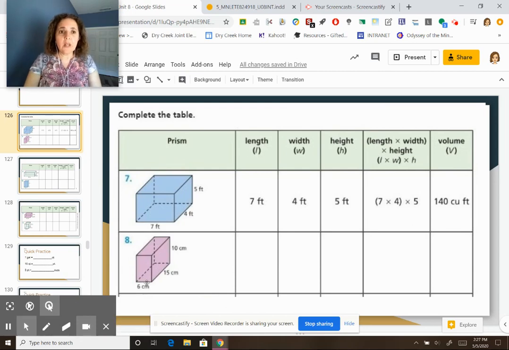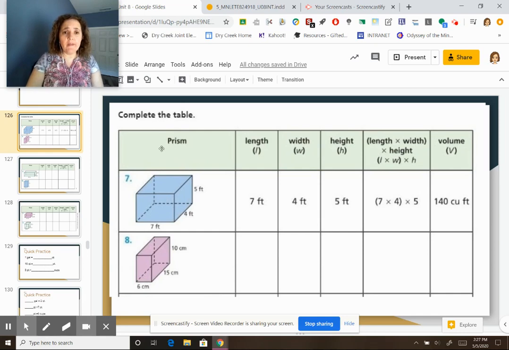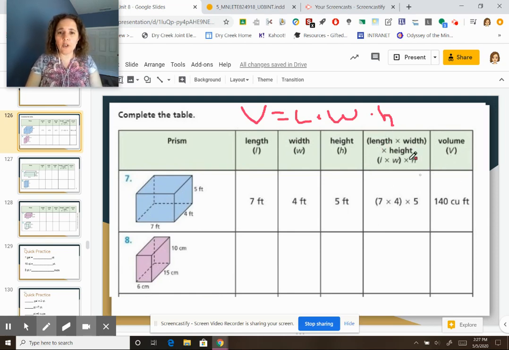All right, so to find the volume of any rectangular prism, I know my formula, so write down your formula on your paper. My formula V, which stands for volume, is equal to the length times the width times the height. And that's going to give me my volume. My length times my width times my height.